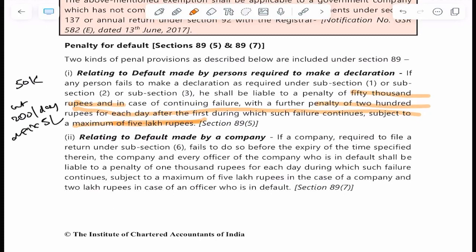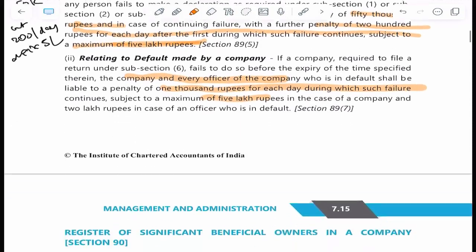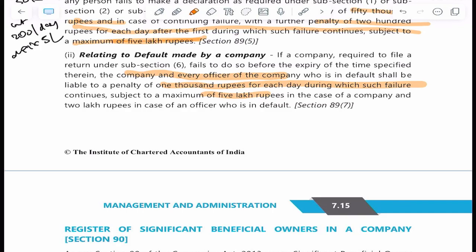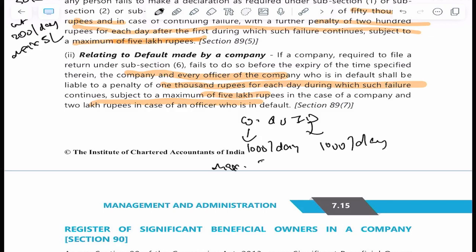Read it like this. Relating to default made by a company: if a company required to file a return under subsection 6 fails to do so before the expiry of the time specified therein, the company and every officer of the company who is in default shall be liable to a penalty of 1,000 rupees for each day during which such failure continues, subject to a maximum of 5 lakh rupees in case of a company and 2 lakh rupees in case of an officer who is in default. Did you understand this penalty? In the company's case, who will be liable? The company and the officer in default. How much? 1,000 per day. What is the maximum for the company? 5 lakh. And for the officer? 2 lakh. Now you are slowly learning to read.